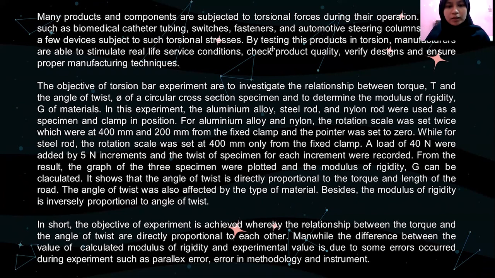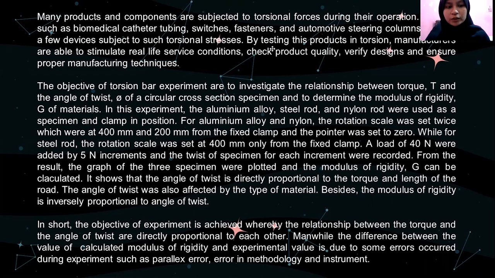In this experiment, the aluminium alloy, steel rod, and nylon rod were used as specimens and clamped in position. For aluminium alloy and nylon, the rotation scale was set twice, at 400 mm and 200 mm from the fixed clamp, and the pointer was set to 0. While for steel rod, the rotation scale was set at 400 mm only from the fixed clamp.